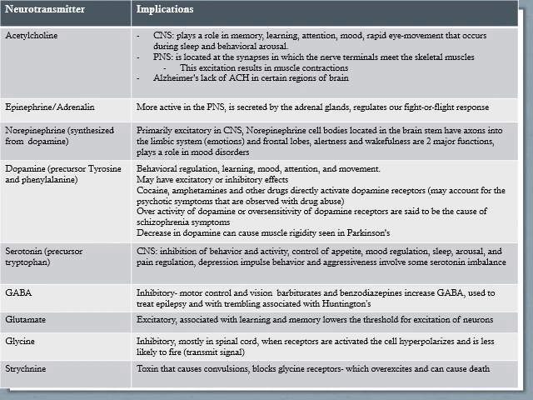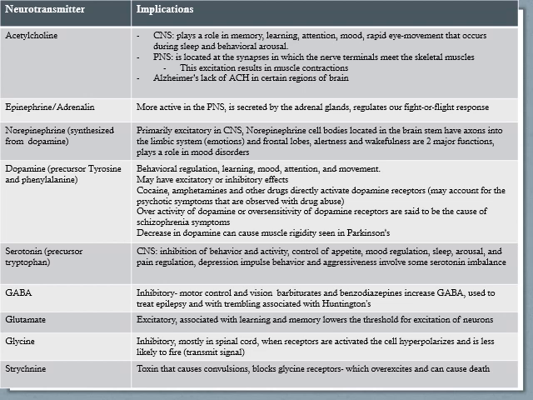Norepinephrine cell bodies located in the brainstem have axons into the limbic system, which is your emotional epicenter, and your frontal lobes. It is also involved in alertness and wakefulness, which are two major functions, and it also plays a role in mood disorders. Dopamine is involved in behavioral regulation, learning, mood, attention, and movement. It may have excitatory or inhibitory effects.